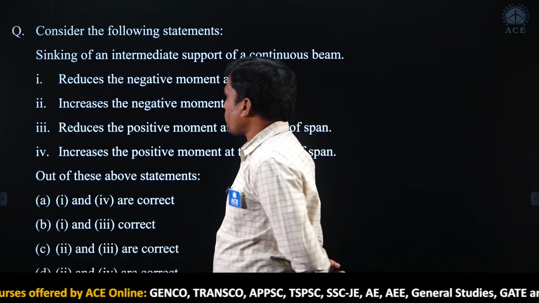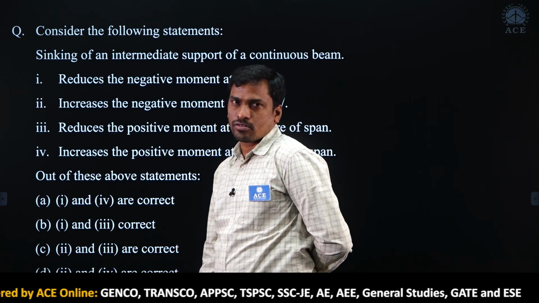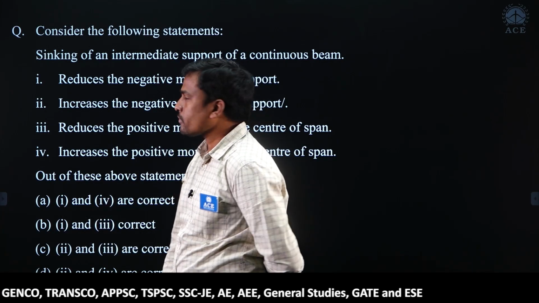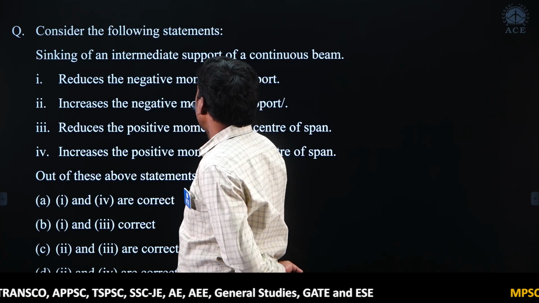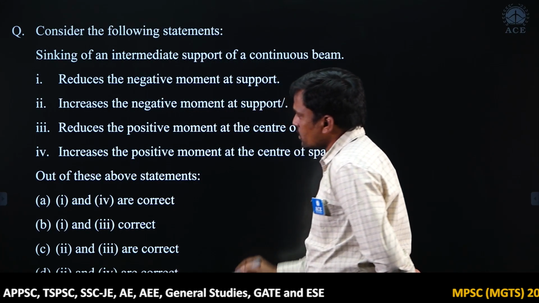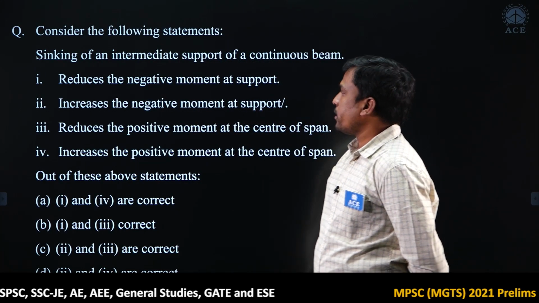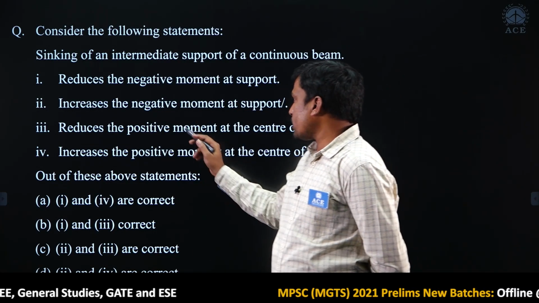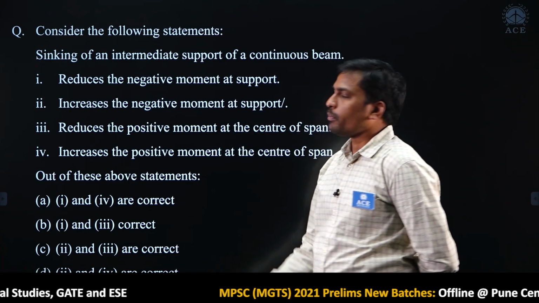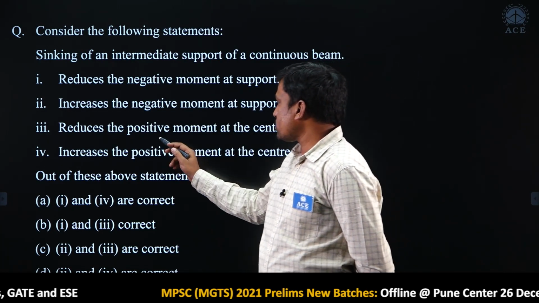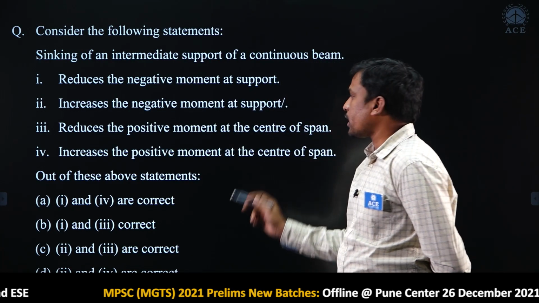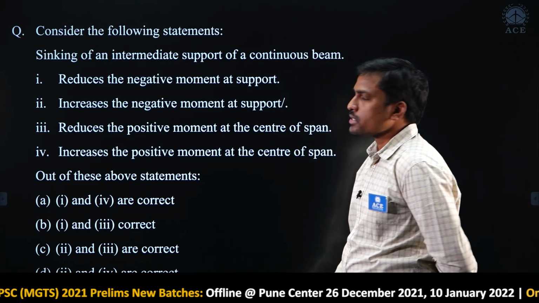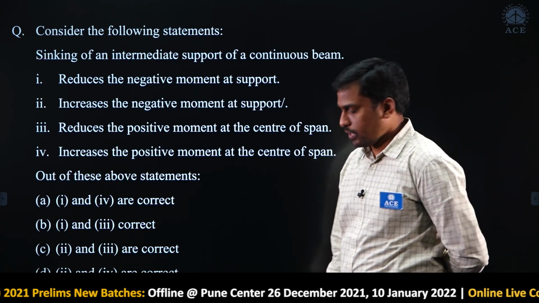right. So this is a question directly from class notes only, okay. Consider the following statement: sinking of an intermediate support of a continuous beam, okay, reduce the negative moment at the support, increase the negative moment at the support, reduce the positive moment at the center of span, increase the positive moment at the center of span, okay.